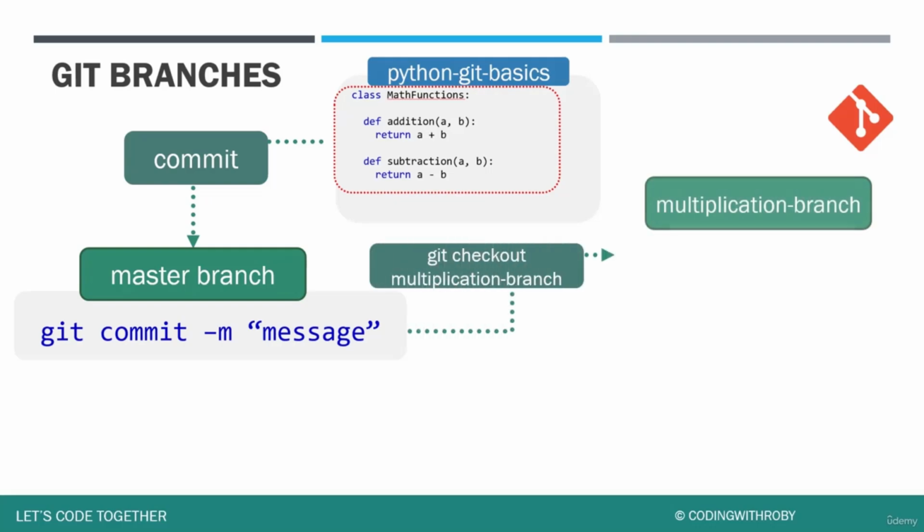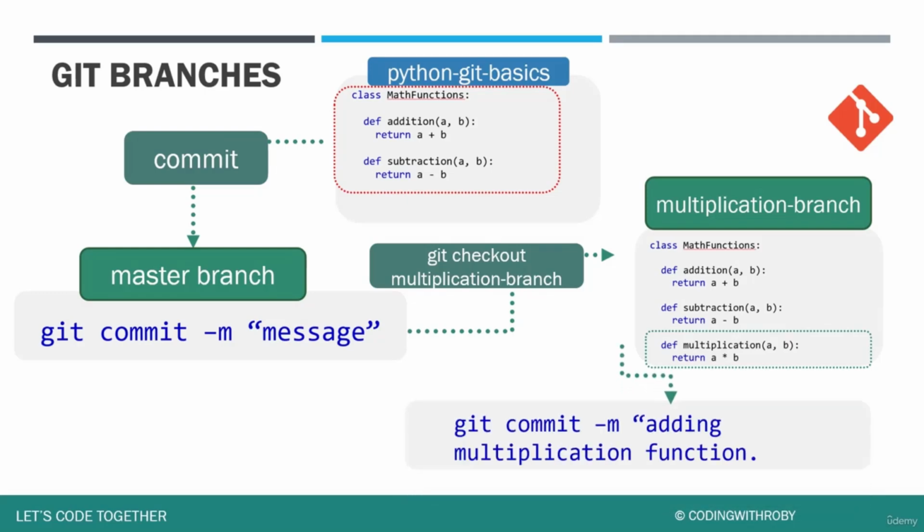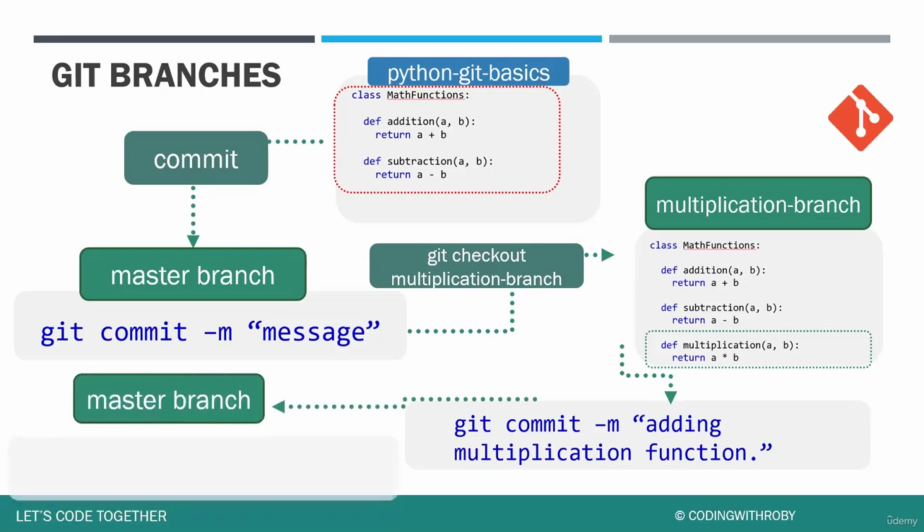After this, we are going to be creating our new branch called multiplication branch and then checking out this new branch. Within this new branch, we are going to make a new multiplication function, git add the new multiplication function and commit this function using the message adding multiplication function. And once the branch is all committed, we are going to merge the multiplication branch back into the master branch.